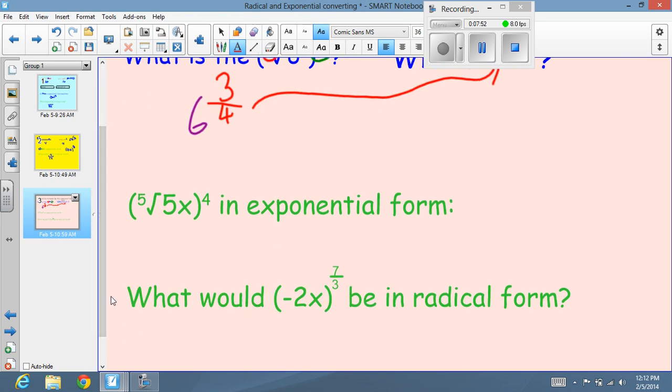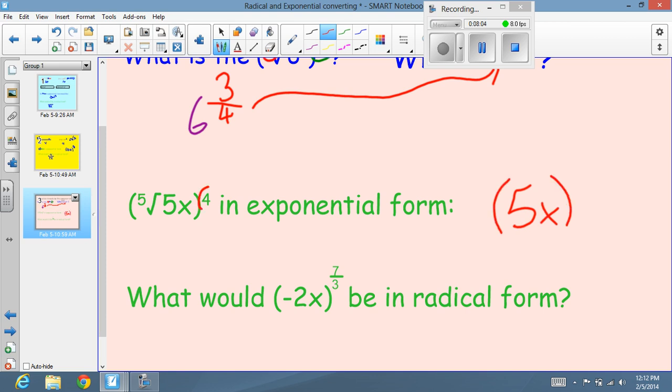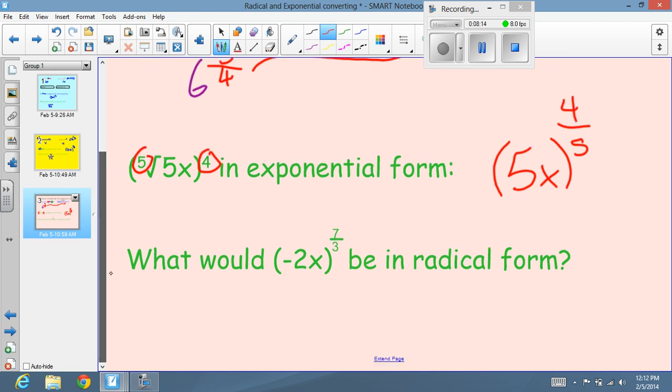Let's say I have the 5th root of 5x to the 4th power. I'm going to start by putting the 5x because that's what's under the radical. And then if I use the exponent over the root, that's going to give me my exponential form.